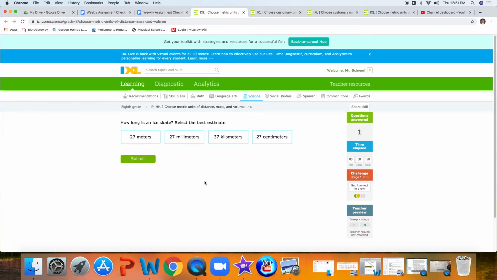How long is an ice skate? Not a skating rink, but an ice skate itself. Kilometers is way too big. Meters is way too big. We're probably going to have the difference between centimeters and millimeters. Millimeters, again, is a really small measurement. If you thought about the 30-some centimeter or millimeters we just said the snail was, 27 centimeters is going to be your best estimate. So this is going to be a little trial and error.